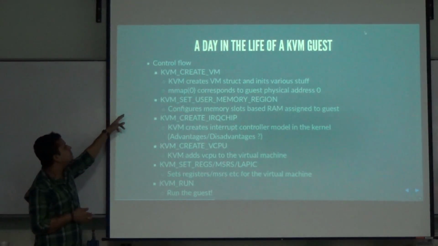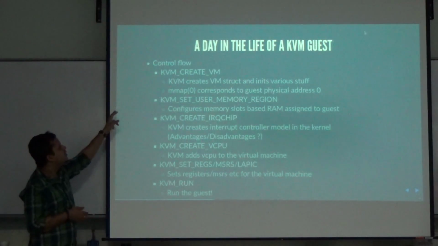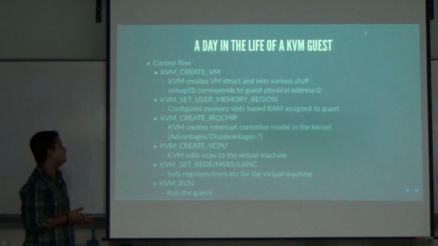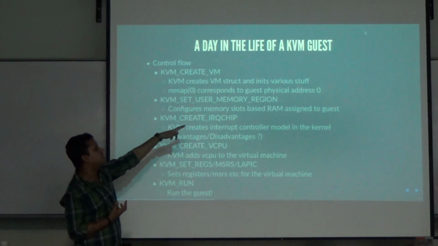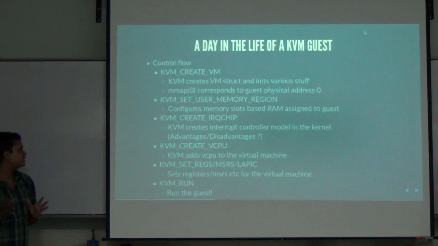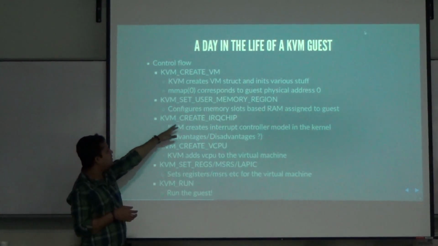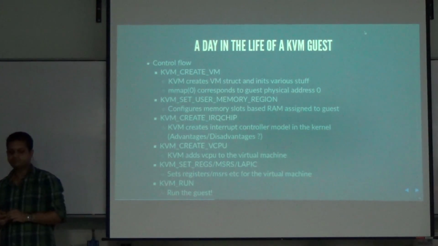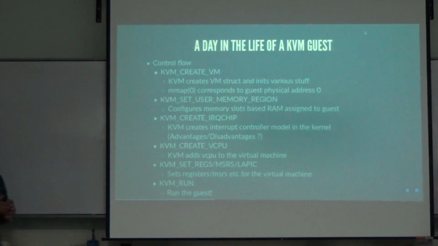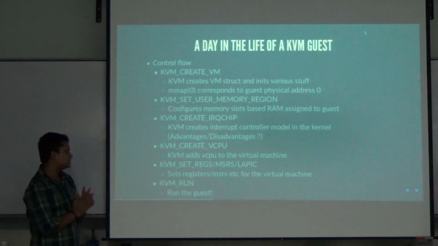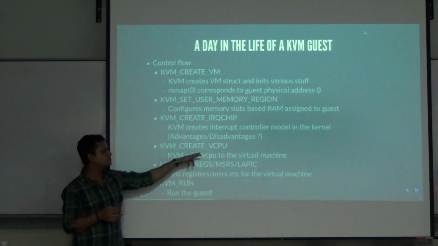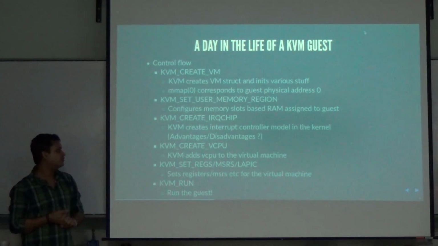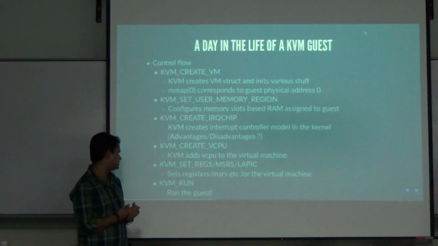First of all, you need to create a VM. This gives you an FD that corresponds to a VM struct in KVM that is maintained by KVM. Then you do a set user memory region IOCTL that basically sets the amount of memory that you give to the guest. This over here, create IRQ chip, is basically telling KVM to emulate an interrupt controller in the kernel. And we will talk about the advantages and disadvantages of having an interrupt controller in the kernel.